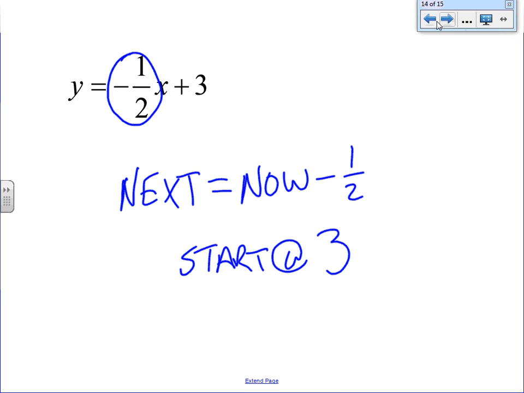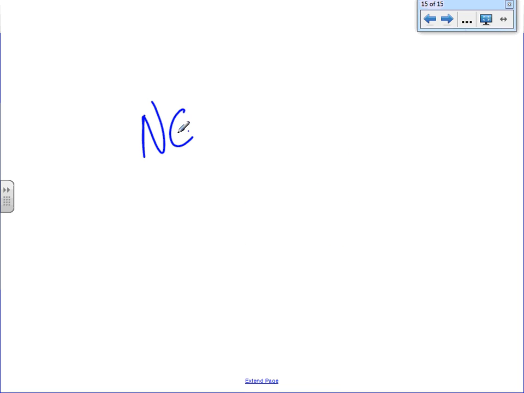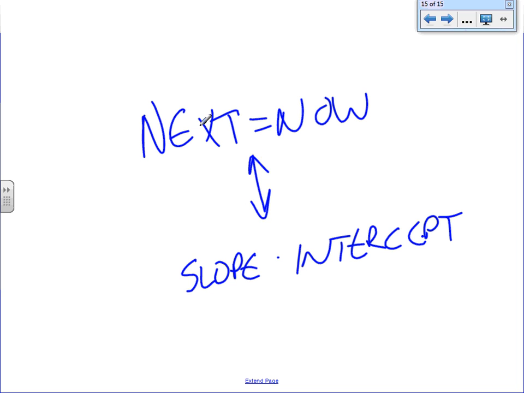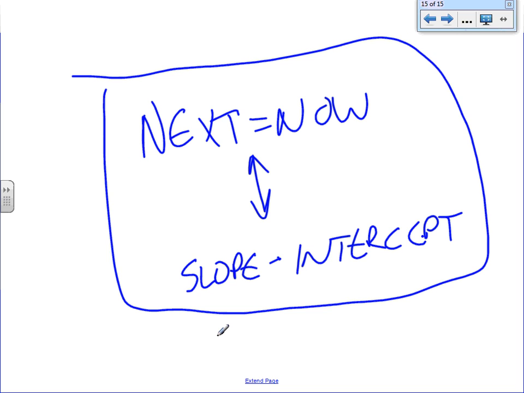It's a blank slide, isn't it? Yeah, so we should be able to convert easily from next-now type equations to slope-intercept equations, which is my y equals mx plus b equations. So we should be able to go in both directions, from next-now to slope-intercept, from slope-intercept to next-now, in one happy swoop. Okay?